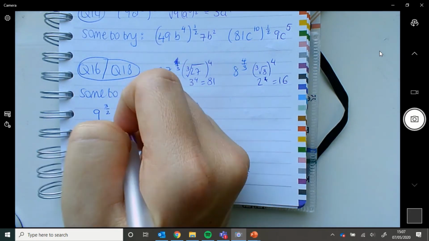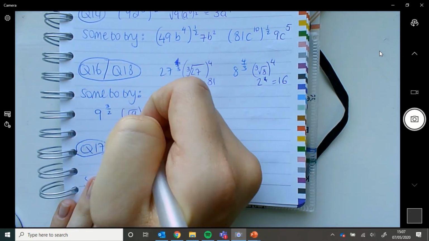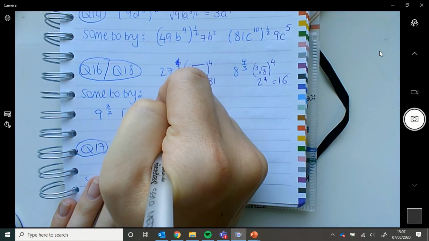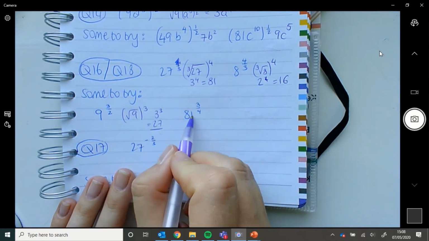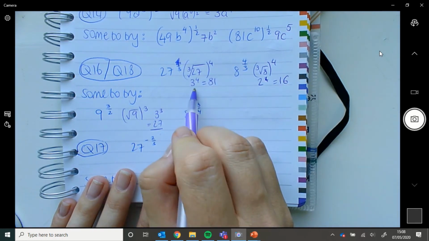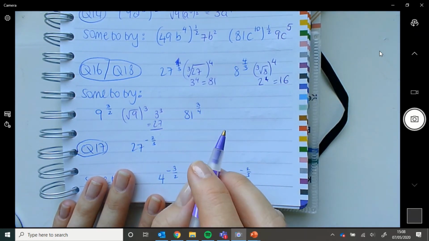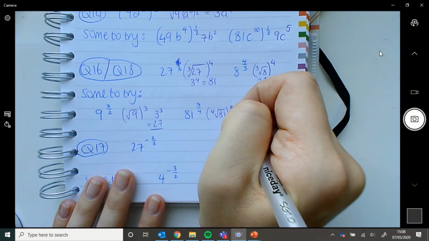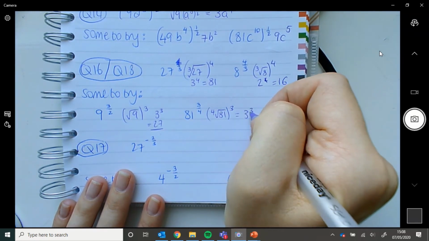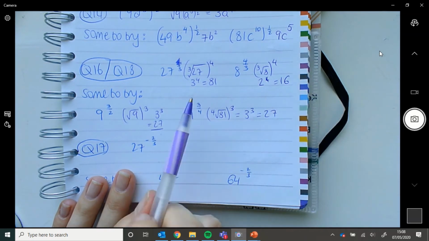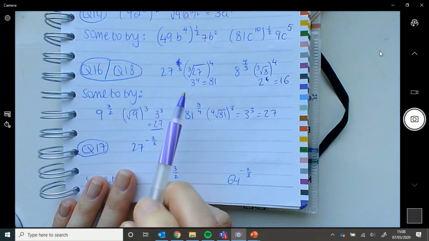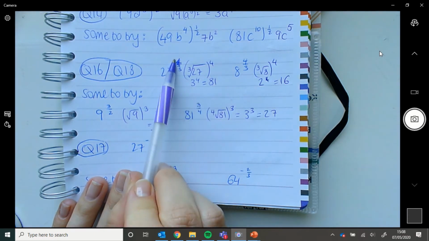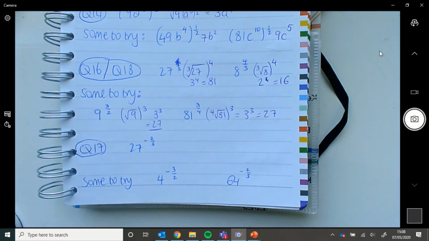Okay, first one I need to square root 9, and then I need to cube it. So square root of 9 is 3. 3 cubed is 27. This one I need to fourth root 81. Well, I already know that 3 to the power of 4 is 81. So fourth root of 81 is 3. 3 cubed is 27. You'll notice that 27 to the power of 4 over 3 and 81 to the power of 3 over 4, my answers interchange, and you'll notice the numerator and denominator have swapped there.